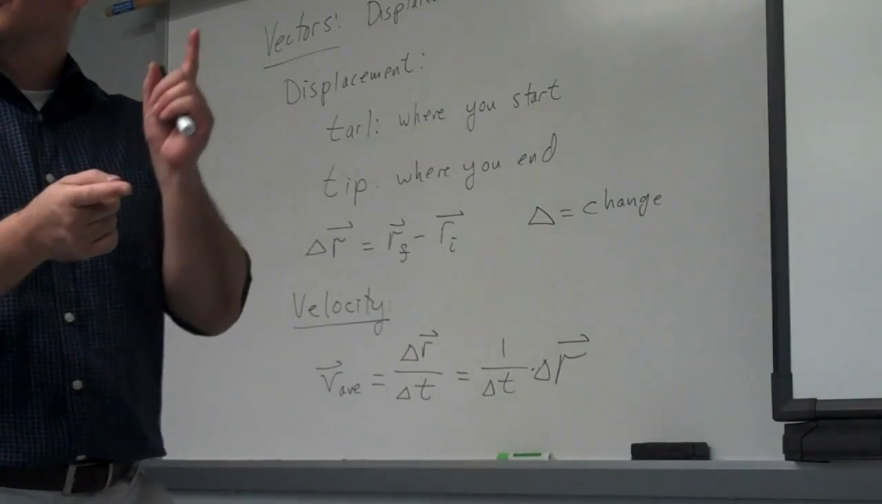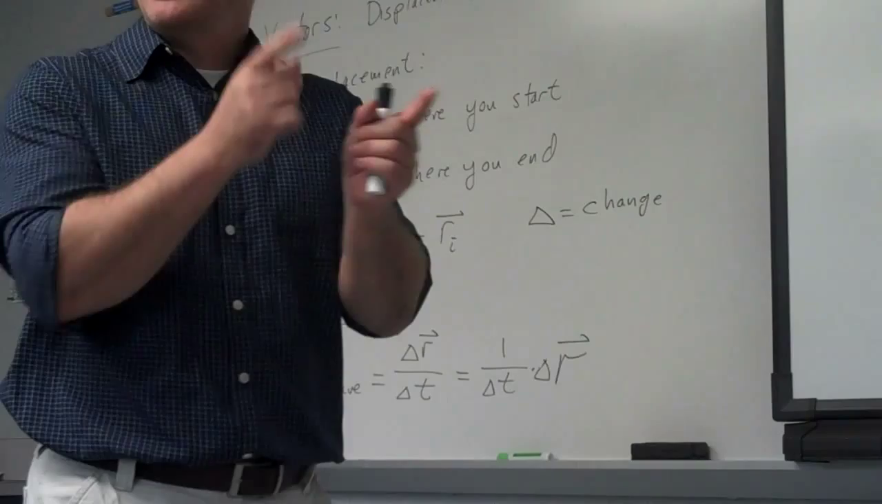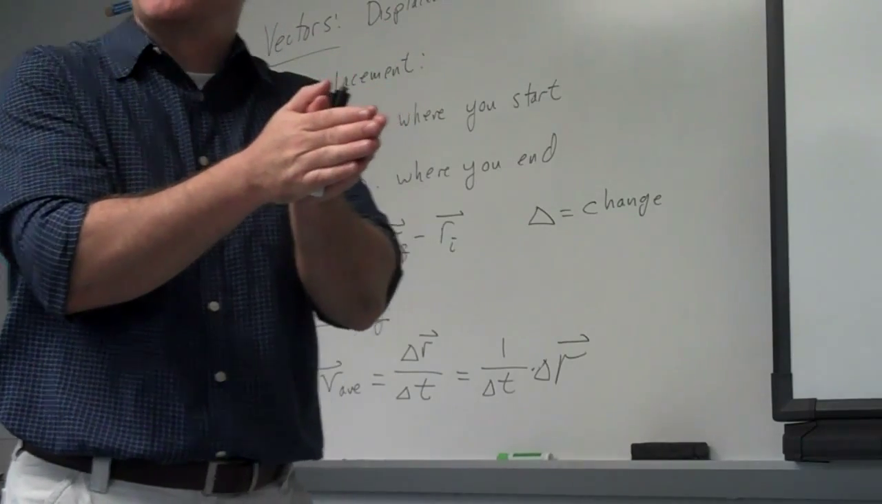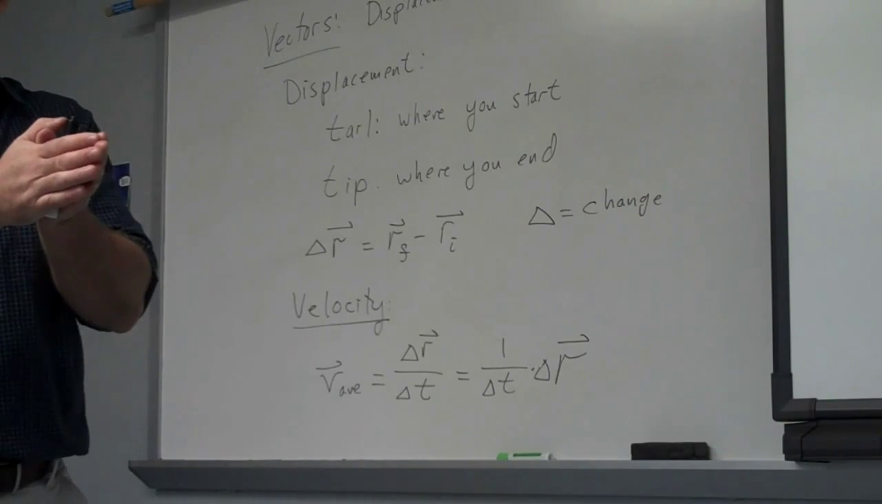Does my velocity also have to be this way? Yes, it does. Velocity has to be in the direction of displacement. I disagree heavily. How come?